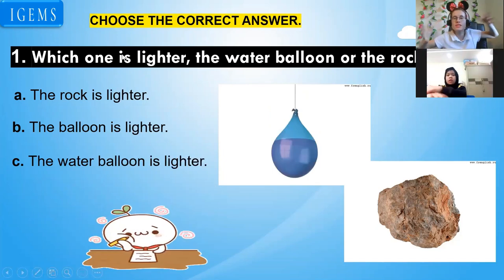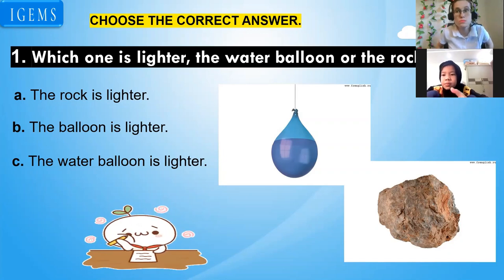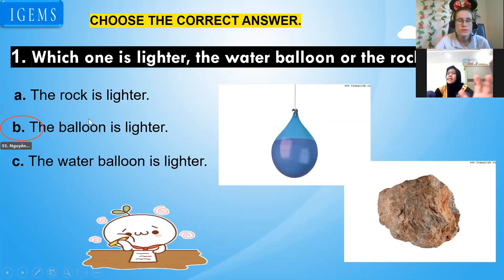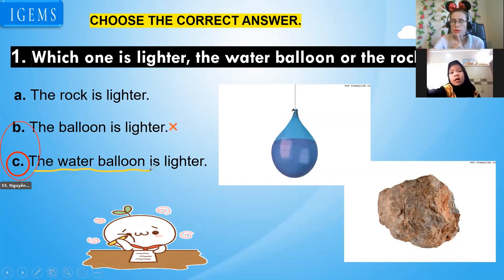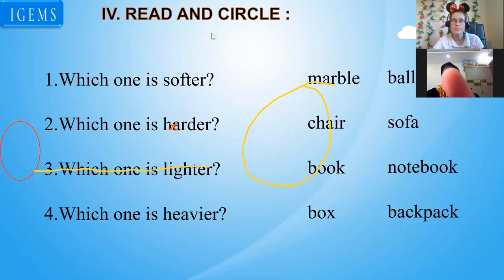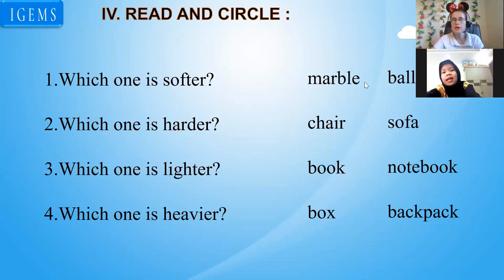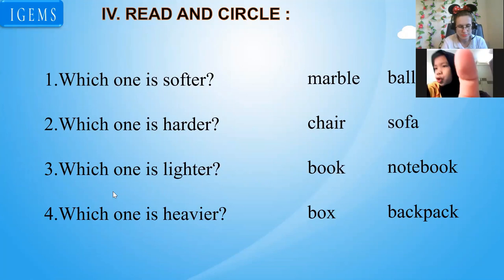Which one is lighter? The water balloon or the rock? This is a difficult one. The water balloon is lighter. Yes, good job. Okay, which is softer, marble or ball? Softer. Circle. Which one is softer?